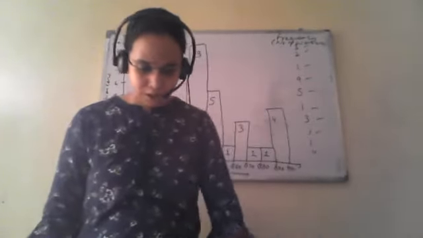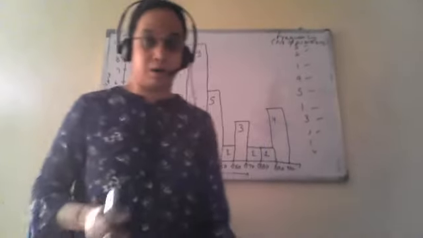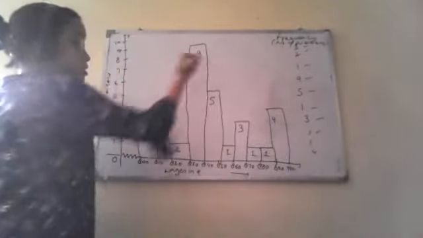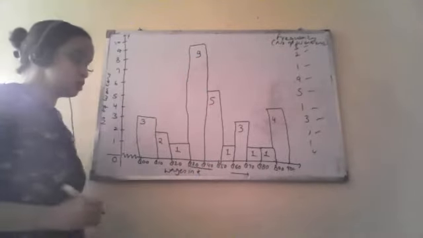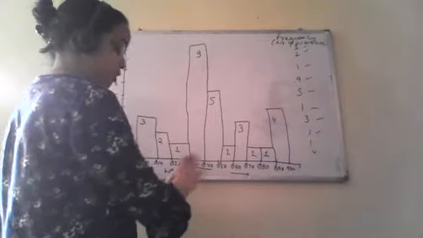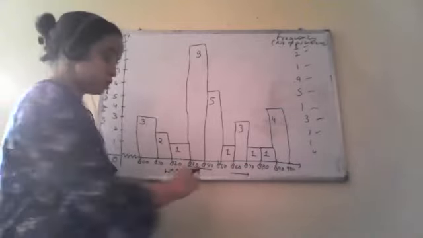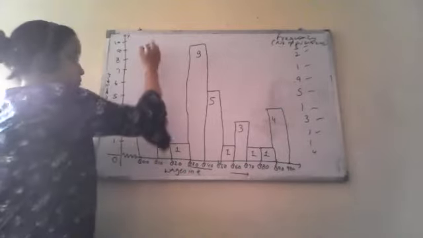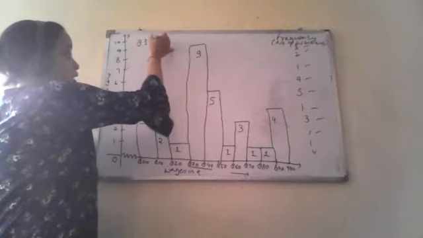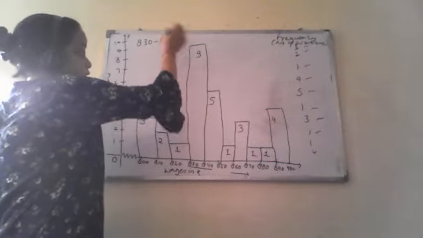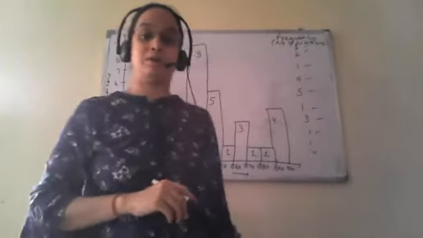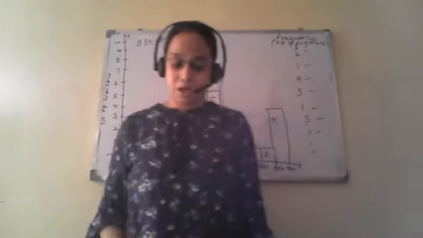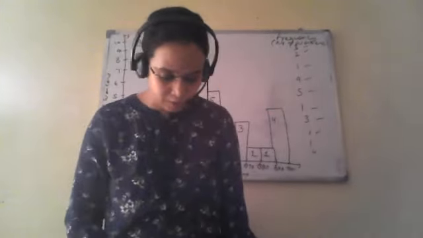Okay. Now a question based on this: which group has the maximum number of workers? So the maximum value is 9, and this group belongs to the workers who are getting wages between 830 to 840. So this group is the maximum, the 830 to 840 rupees group. It means 9 workers have their wages between 830 to 840.